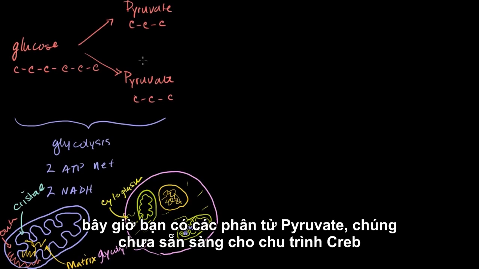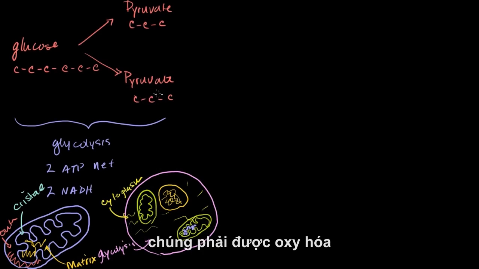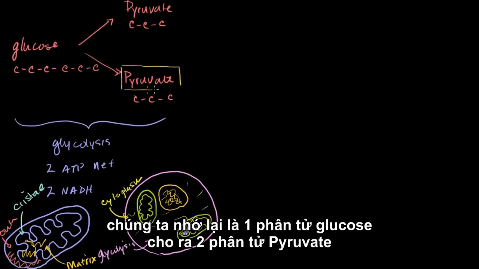Now, you have these pyruvates. They're not quite just ready for the Kreb cycle, but it's a good intro into how you make them ready for the Kreb cycle. They actually get oxidized, and I'll just focus on one of these pyruvates. We just have to remember that this happens twice for every molecule of glucose.